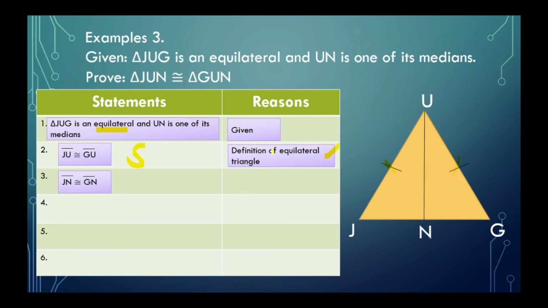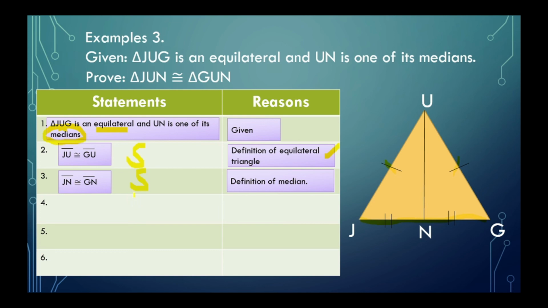JN is congruent to NG. Ito si JN. Ito naman si NG. Bakit? Kasi nga, definition of median, galing siya dito sa statement number 1 na may median tayo. No? Why? Because UN is a median. So, if UN is a median, we can say that JN is congruent to NG or GN. That is by the definition of median. Nahati kasi siya, no? So, meron na naman tayong another side. So, mayroon na tayong SS.